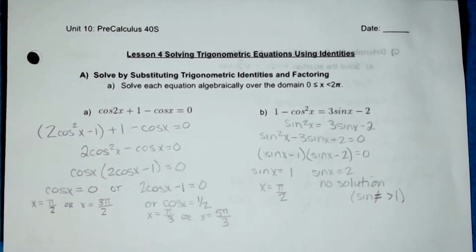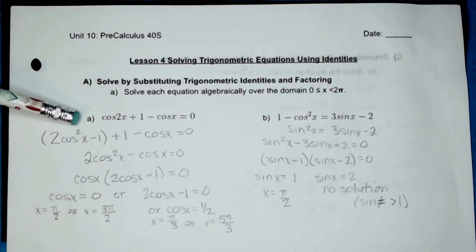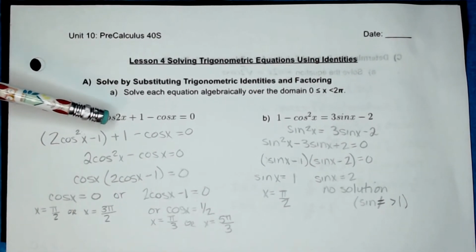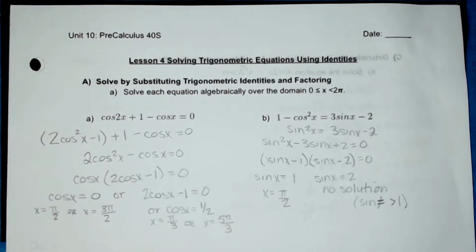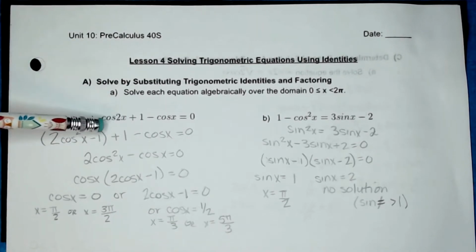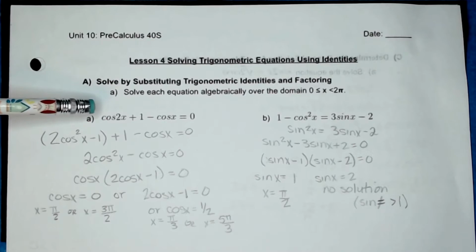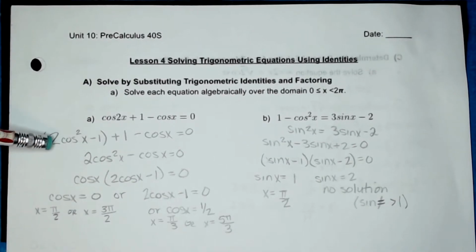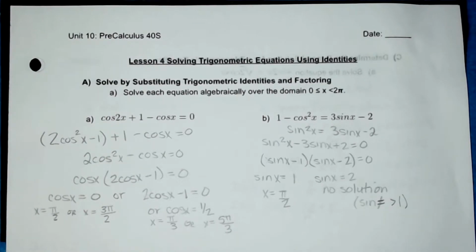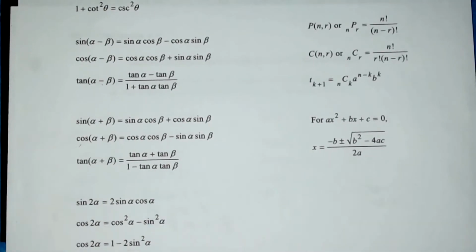In our first example, A, solve by substituting trigonometric identities and factoring. It says solve each equation algebraically over the domain of 0 is less than or equal to x is less than 2 pi. In the first question, cos 2x plus 1 minus cos x, we can replace that double angle identity with 2 cos squared x minus 1. And that comes off of your formula sheet.